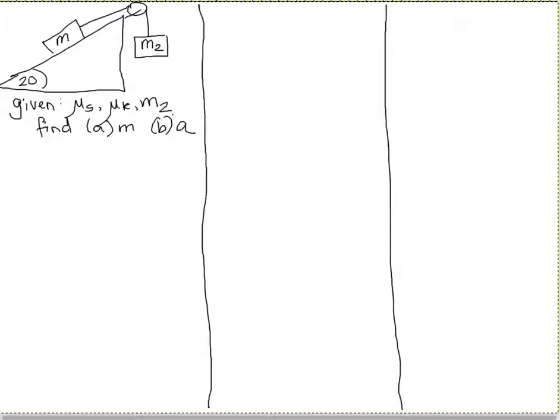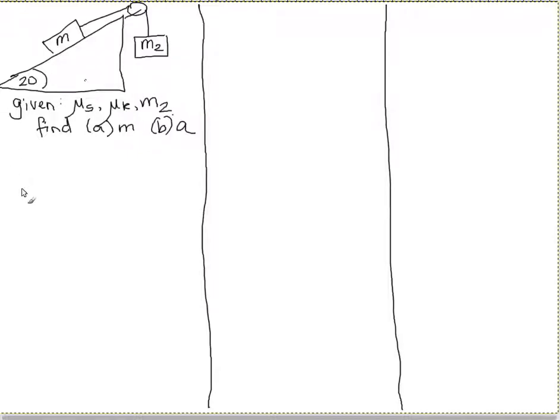So here we are. I've redrawn the diagram here. I hope it makes sense. We have this mass, it's on a 20-degree incline. They gave you the two coefficients of friction and the value for M2. And in part A, you're supposed to find this mass, and in part B, you're supposed to find the acceleration if you give it a nudge to overcome static friction.